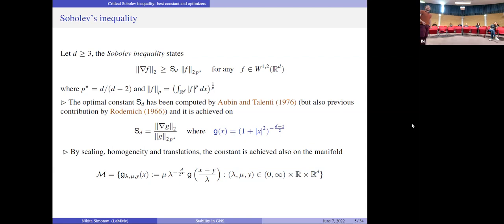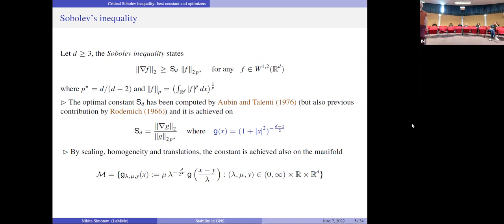So for the Sobolev inequality, we know the optimal constant and what are the optimizers. I call an optimizer a function which makes this inequality an equality. And for this inequality in particular, these functions have been computed by Aubin and Talenti and by Rodemich in a basically forgotten paper, for which he basically has no credit nowadays, but actually he was the first guy to understand that the functions which realize the equality here are what we call nowadays Aubin-Talenti functions. And they have this particular shape. So they have a fat tail, a polynomial tail decreasing at infinity with this power.